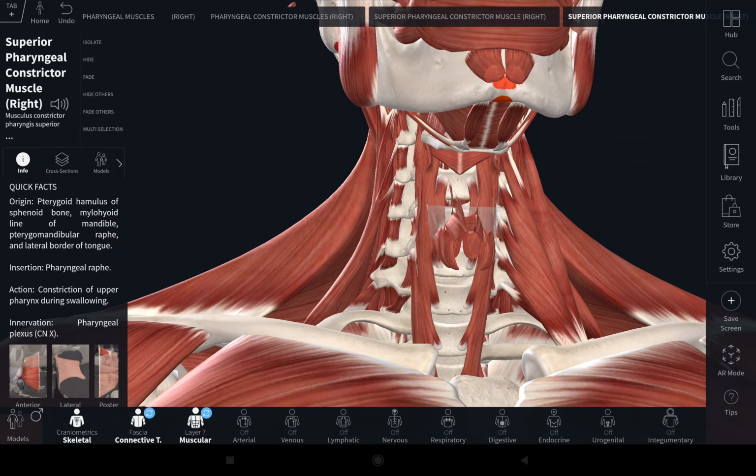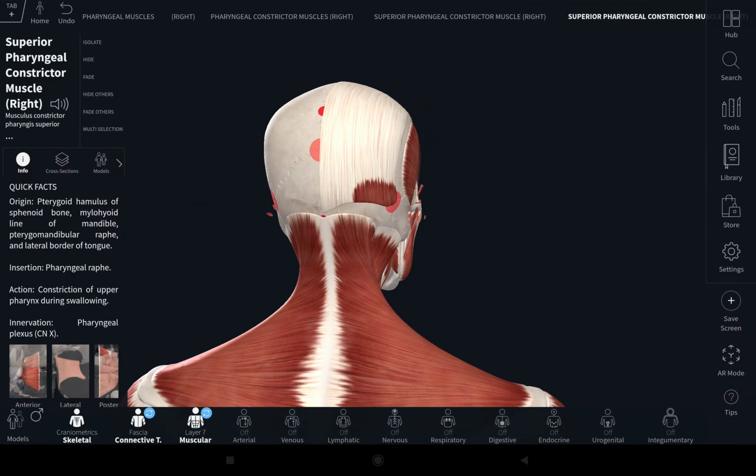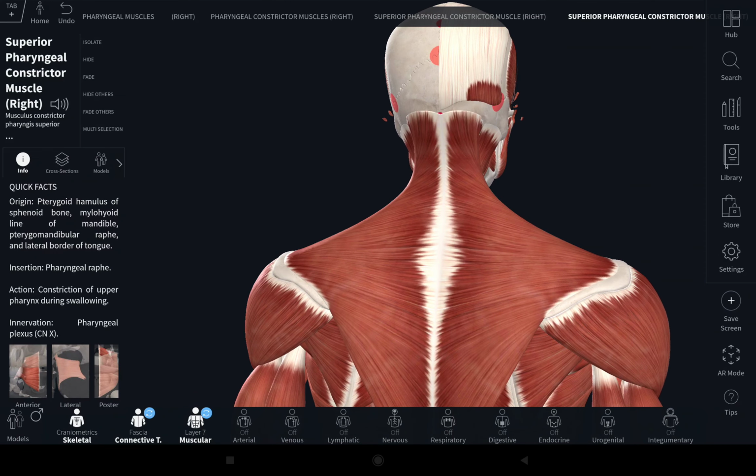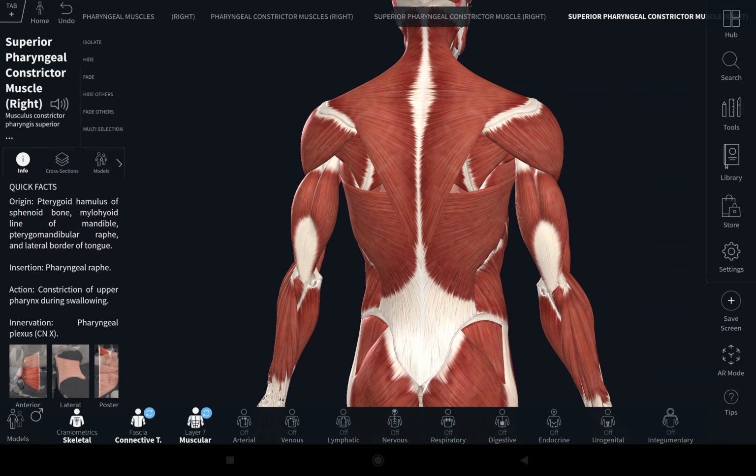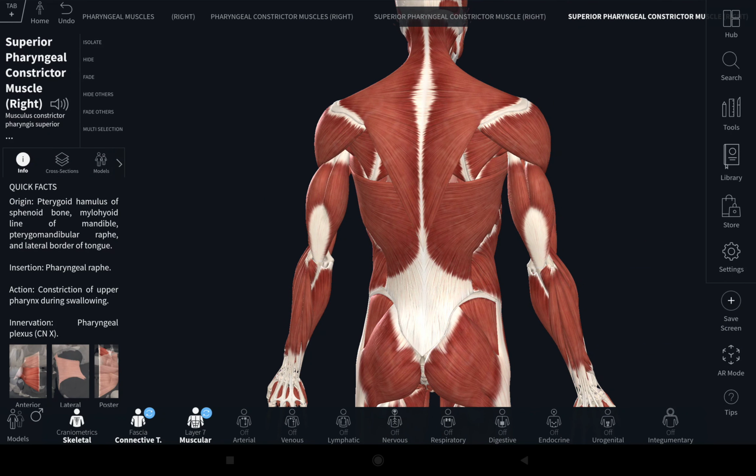Now focus on the big muscle of the neck. This is the muscle extending from the neck to both shoulders to the waist of the human body. This is the trapezius muscle.